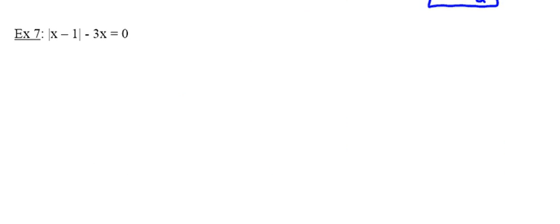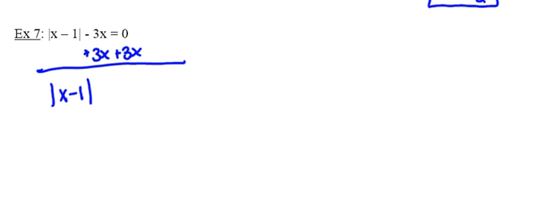Example number 7. Again, first you need to begin by noticing that the absolute value is not by itself first. So the first thing you need to do is move that 3x. So you're going to get x minus 1 in absolute values is equal to 3x. Now that the absolute value is by itself, we can go ahead and make our two equations.